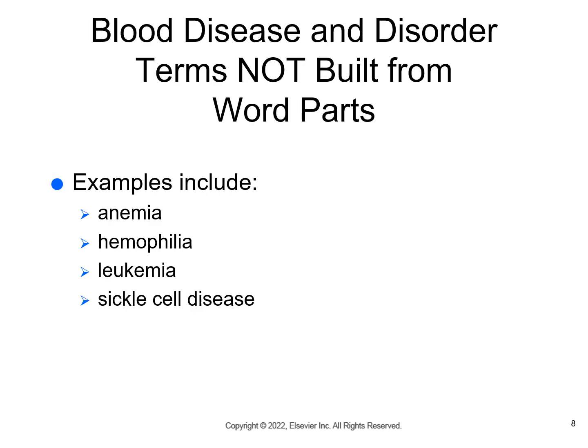Now some terms that are not built from word parts. Anemia is a blood condition where there's a reduced number of erythrocytes or red blood cells. Typically it's because of either blood loss, or the body's decreased production or increased destruction of the red cells. Hemophilia is an inherited disorder where the person bleeds more easily. It's caused by a deficiency in coagulation factor 8.